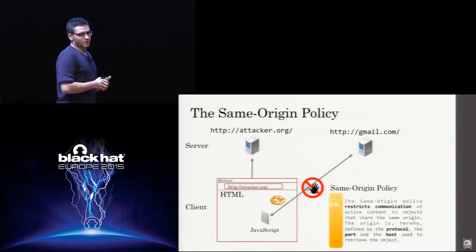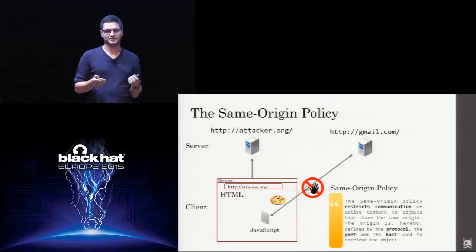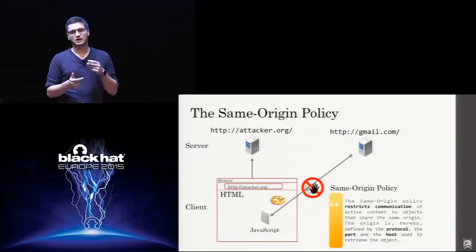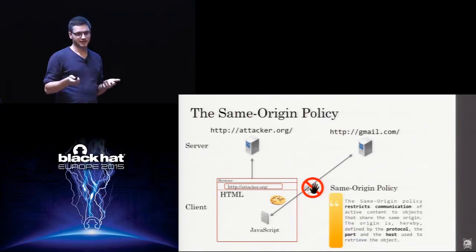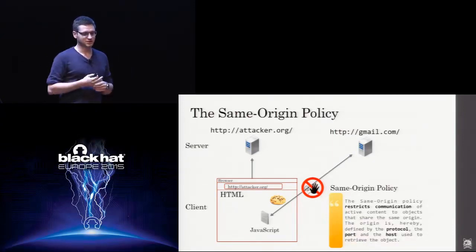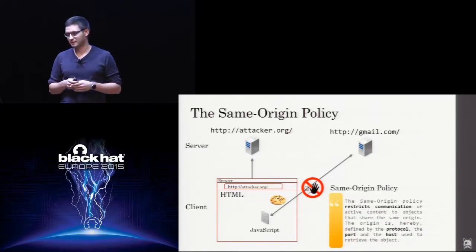And this is exactly where the same origin policy kicks in and stops the interaction, because it states that only resources which share an origin may interact with one another, and an origin is hereby defined as the protocol, the host name or IP address, and the port. And if this is not the case, then the same origin policy drops this connection or this access, thereby keeping your Gmail emails safe.